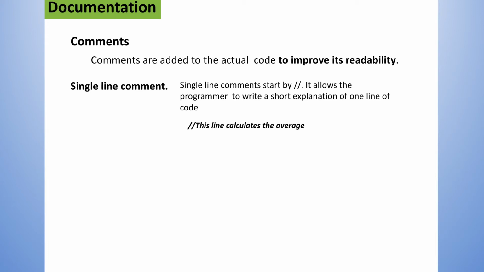I'll show you an example. You can add this to our code. We say this line calculates the average. So if someone looks at it and sees this is for calculating the average, it becomes clear. It's just a single line.